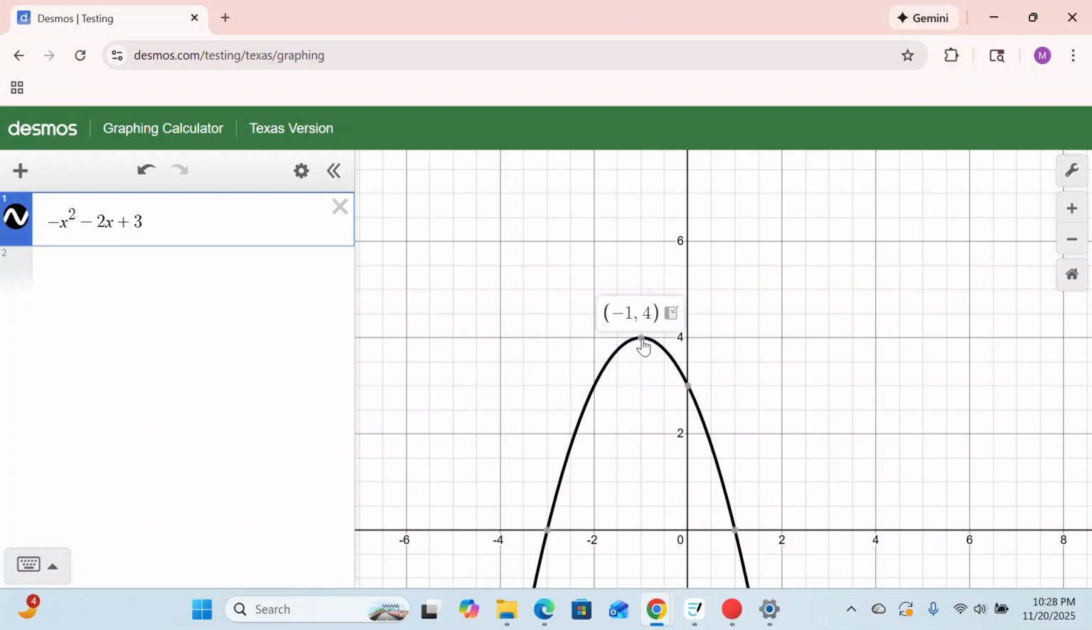And of course, I'm going to click on it again. My highest y value is 4. So it's all the numbers that are under 4, but it also includes 4.